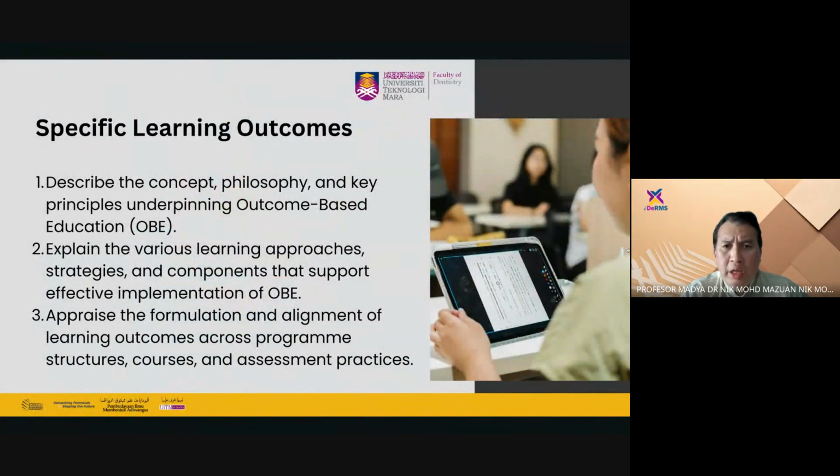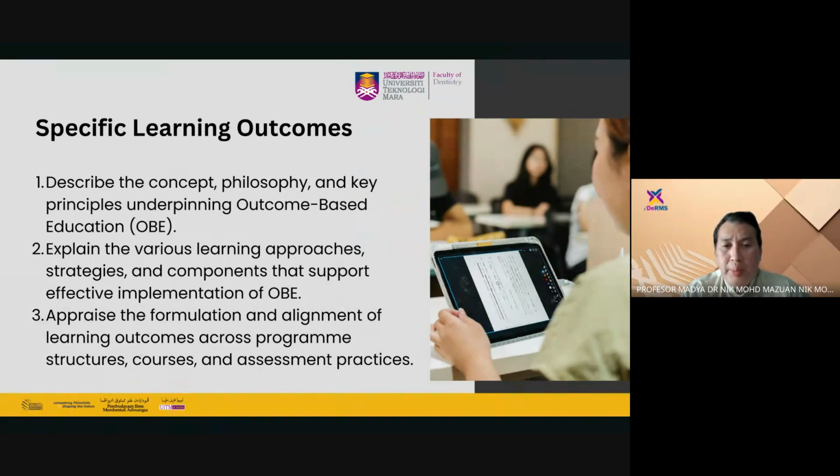So the learning outcome for today is to describe the concept, philosophy, and key principles underpinning outcome-based education. I'm not talking about the whole philosophy or pedagogical aspects, but it is probably quite superficial, but it's enough for us to understand. Okay.